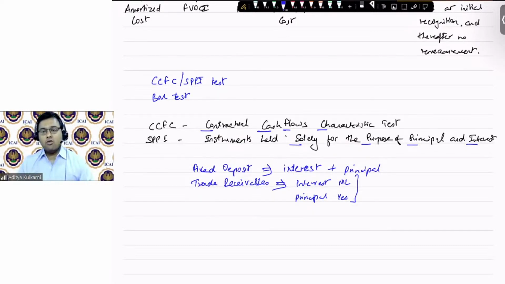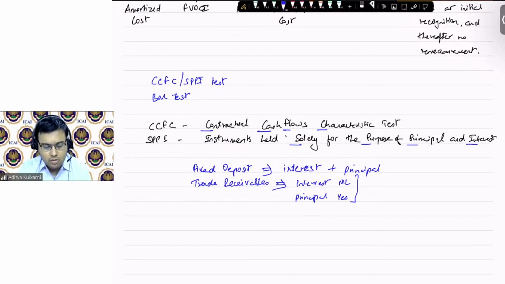Okay. There could be instruments where there is no interest only, but that is because the time limit is so short that interest is not required. Interest is not required. Okay. So you are holding it solely for the purpose of principal and interest. Okay. All right. Fine. Now we move on to the next part.